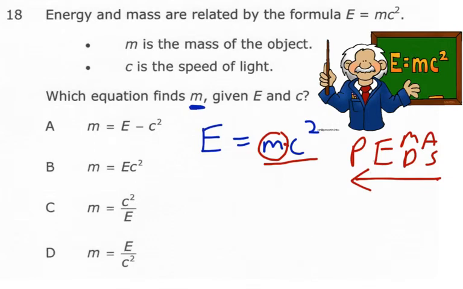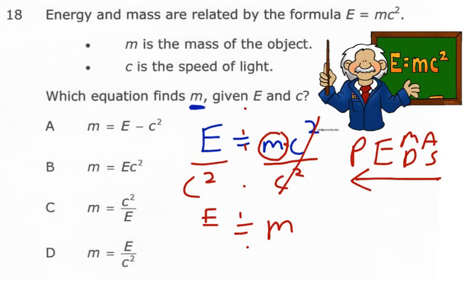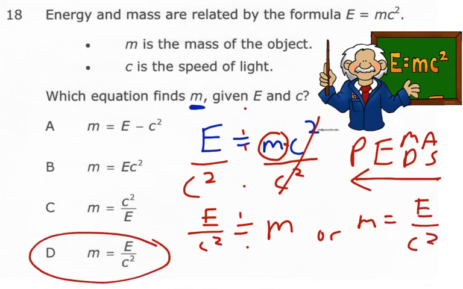So the inverse of multiplying is going to be dividing. So I divide by c squared. Whatever you do to one side, you have to do to the other side. So divide E by c squared, the c squareds cancel, and now M is all by itself. So it's M equals E over c squared, which is the same thing as M equals E over c squared written like this. So which one of those matches it? It would definitely be D.